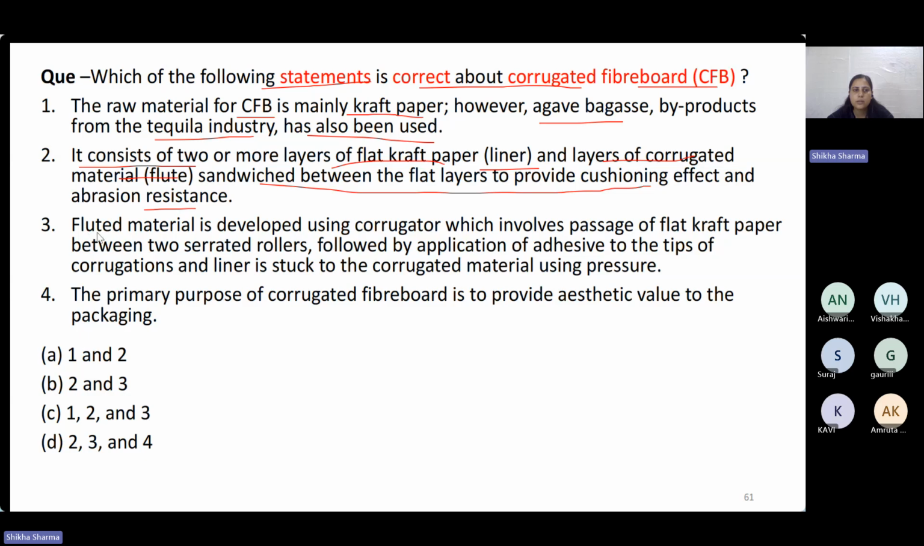Third statement is flute material is developed using corrugators, which involves passage of flat kraft paper between two serrated rolls, followed by application of adhesive to the tip of the corrugations, and the liner is stuck to the corrugated material using pressure. And fourth is the primary purpose of the corrugated fiber board is to provide aesthetic value to the packaging.